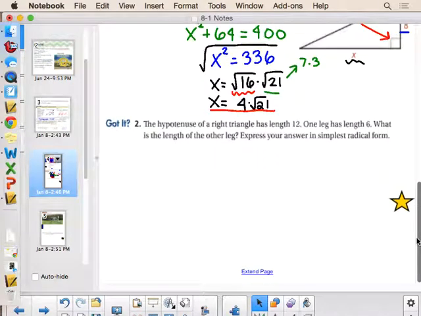Here is your next guided question. The hypotenuse of a right triangle has a length of 12. One leg has a length of 6. What is the length of the other leg? Express your answer in simplest radical form. This is the next question for you to complete yourself.